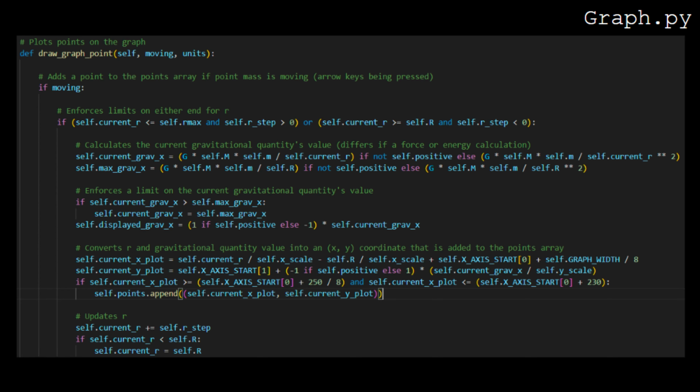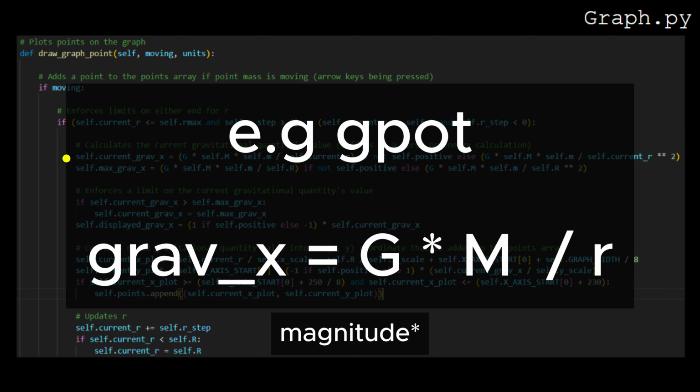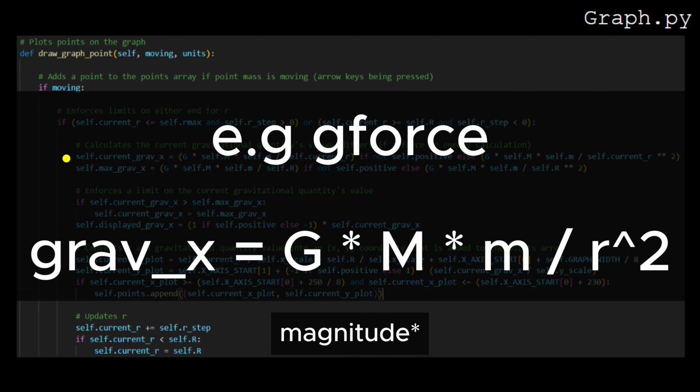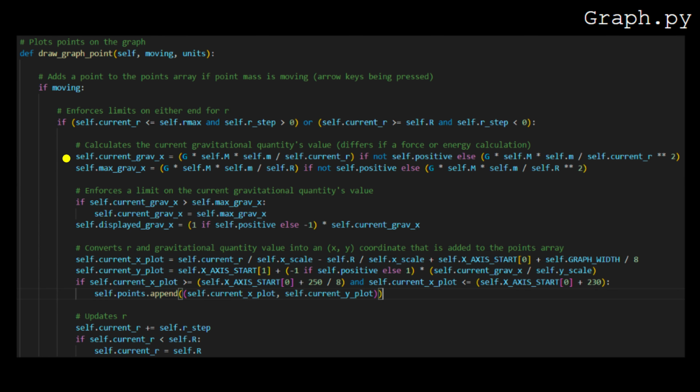So moving to this drawGraphPoint function, I'm not going to spell out every single line of code here. Feel free to pause and check out the source code more closely, or check the link in the description for the GitHub. Essentially, what this function does is it calculates the current gravitational quantity's value. Depending on the current r, for gravitational potential, it'll calculate the magnitude GM over r, or for gravitational force, it'll do GMm over r squared, etc.